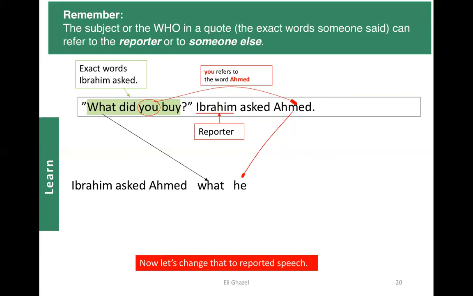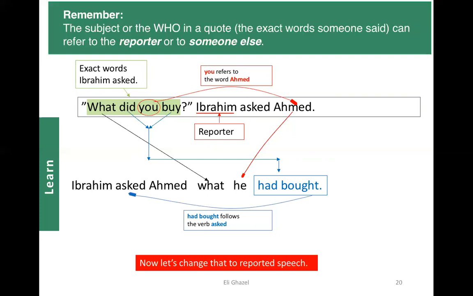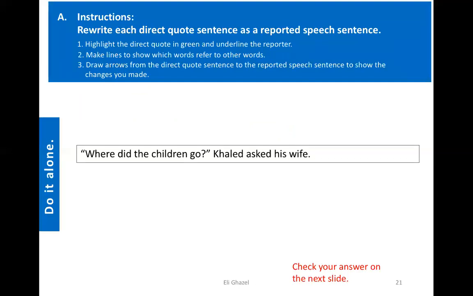"He" refers to Ahmed. Now, "did buy" is already in the past, and "asked" is in the past. So we have to move the "did buy" or the "buy" into the past perfect like this. "Did buy" is in the past, but it comes after "asked", so it has to be changed to the past perfect.